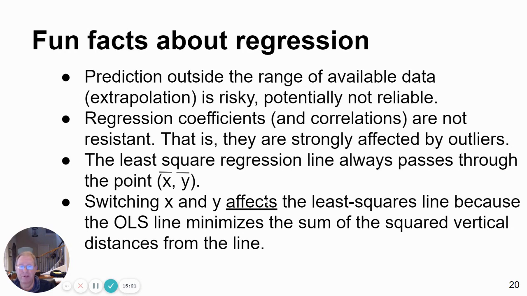The least squares regression line always passes through the point where x is equal to the mean of x and y is equal to the mean of y. And switching the values of x and y does affect the least squares regression line, because my least squares regression line minimizes the sum of the squared vertical distances from the line.